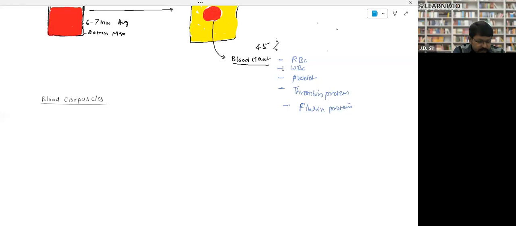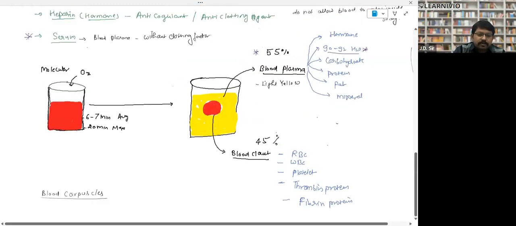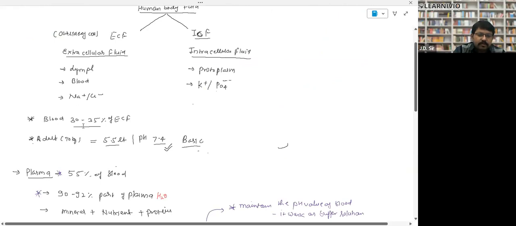Blood forms about 30 to 35% of ECF, extracellular fluid. Full stop.